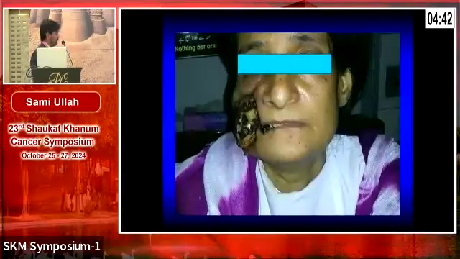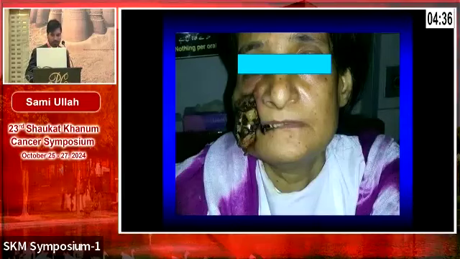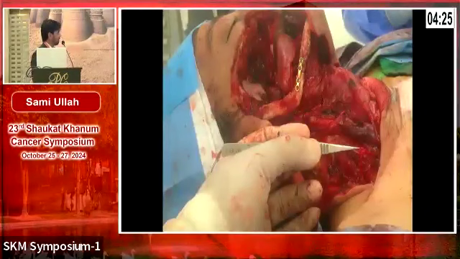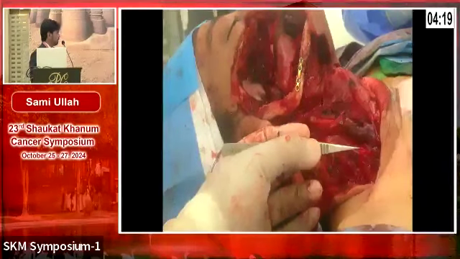So this is another lady, with a very large tumor on the right side of the face. Again, it was discussed in MDT. Booked her for surgical assessment. The ENT surgeon excised the tumor, leaving a huge defect involving half of the palate, almost the right half of the face, with a marginal mandibulectomy.